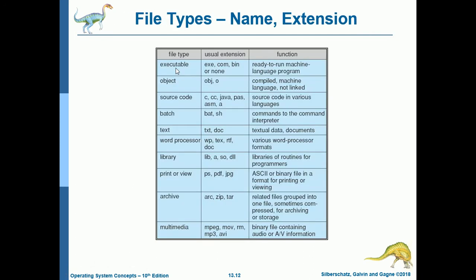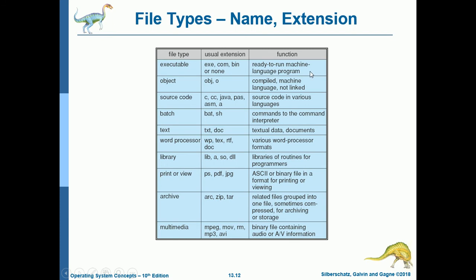Okay, next we have a table of file types, their names, and their extensions. These are the general file types existing in a computer system. First we have the executable. The usual extension is .exe, then .com for command, then .bin for binary, or there can be a file that has no extension at all. For Windows, it comes with exe, com, and bin. Maybe for none, these are for other operating systems.